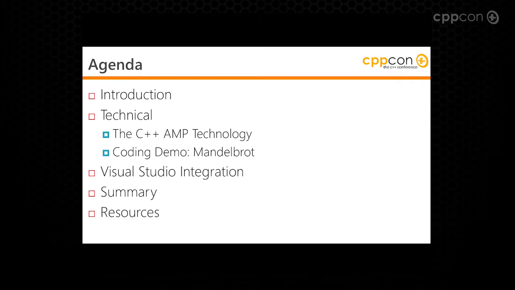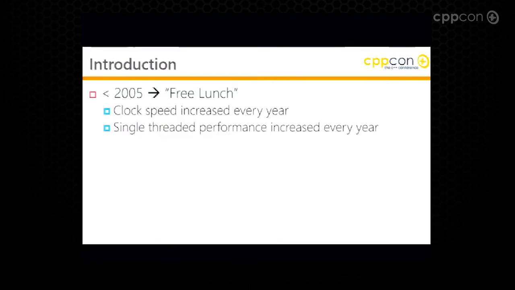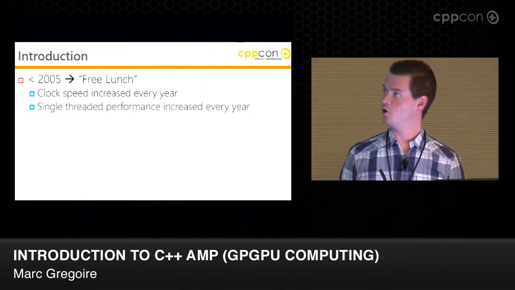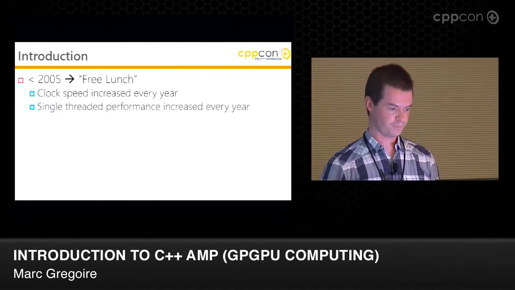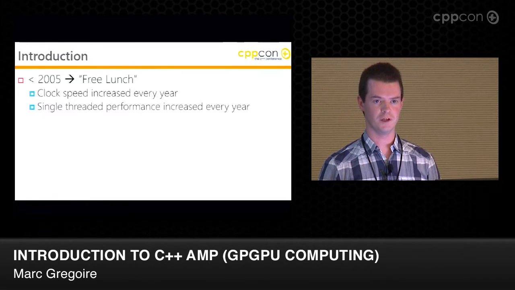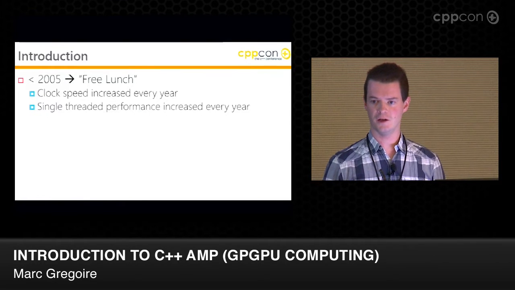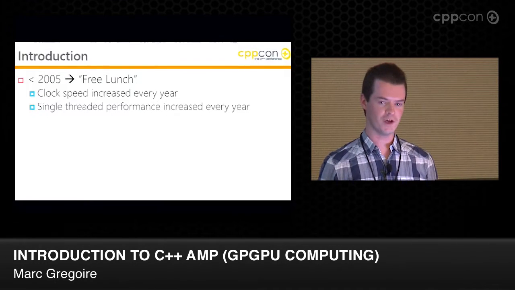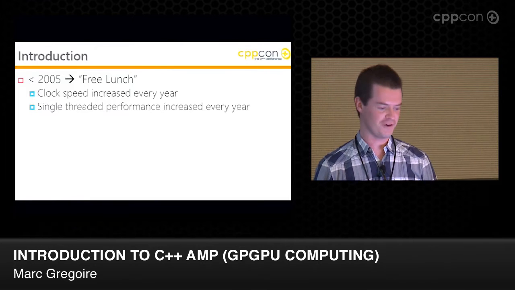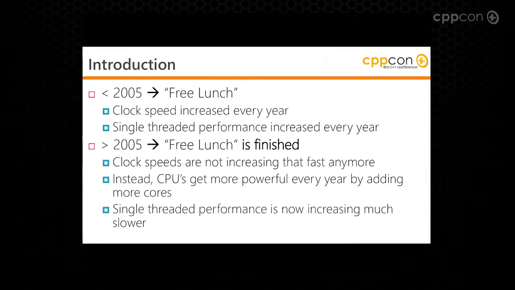So those were the 2 demos. Let's now continue with a small introduction. Before 2005, you had something called a free lunch. Every year, processors would become more and more powerful. Single-thread performance would increase every year. So basically, if you added a new feature to your application and it was a bit slow, you could just wait a year and then it would be more than fast enough. Unfortunately, since 2005, that's not the case anymore.